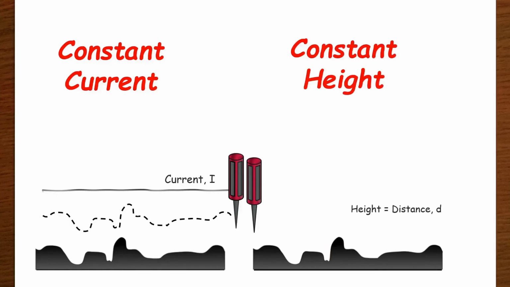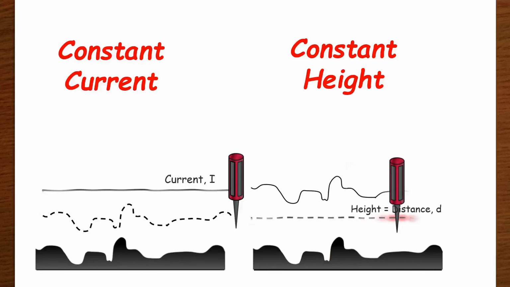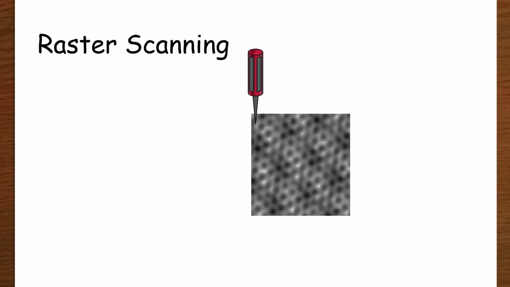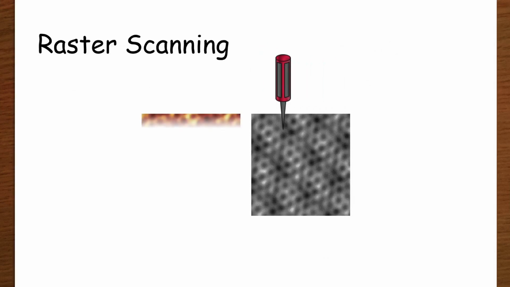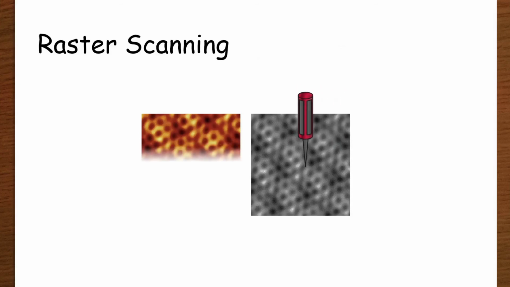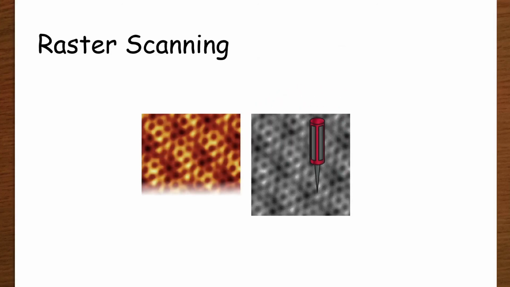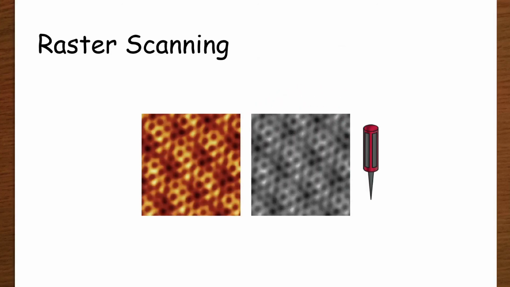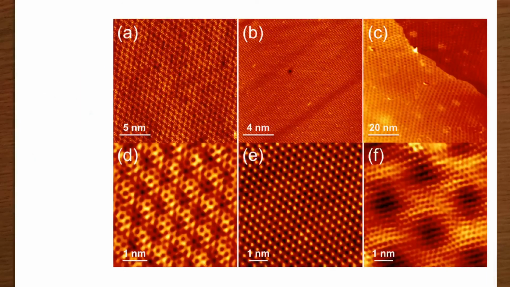Meanwhile, in constant height mode, we simply keep the position of the probe at a set height. Then the changes in the current will indicate the changes in the surface topography. Finally, all that is left to do is to scan the probe over the sample in a zigzagging pattern. So this way we can map the whole area. Then we have our image.